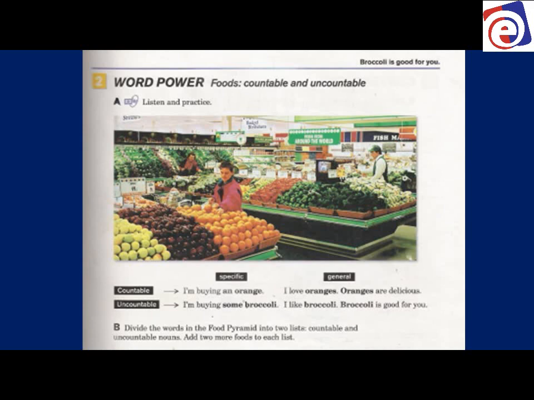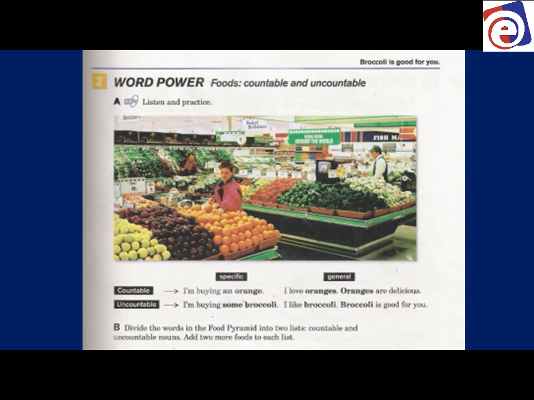Uncountable, I'm buying some broccoli. Remember, we don't use I'm buying a broccoli. I'm buying 4 broccolis. No, you can't do that. I'm buying some broccoli. I like broccoli. Broccoli is good for you.